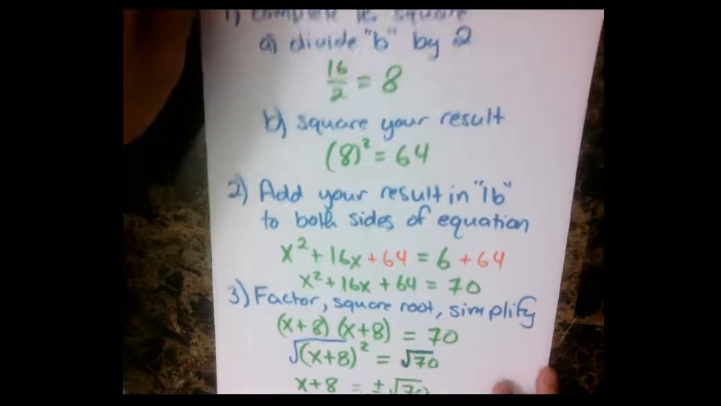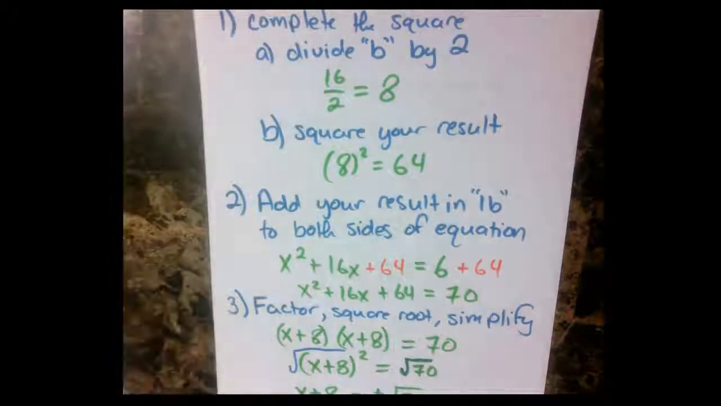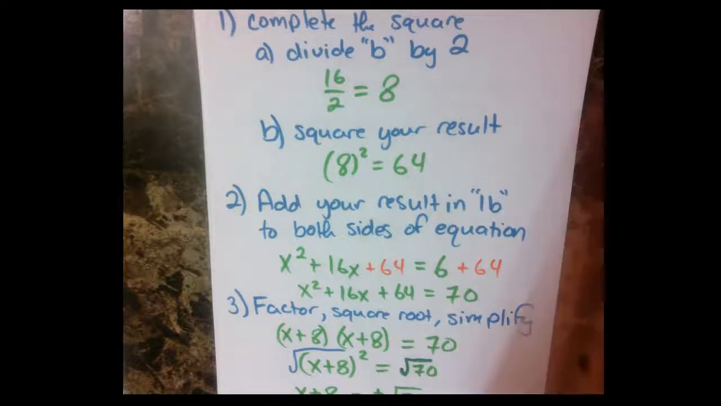So complete the square by dividing by 2, square your result, add your result in 1b to both sides of the equation, factor, square root, and simplify. That is the whole process here. Okay? Hopefully you guys got that. Hopefully that made sense. Feel free, if you're confused, to go back.